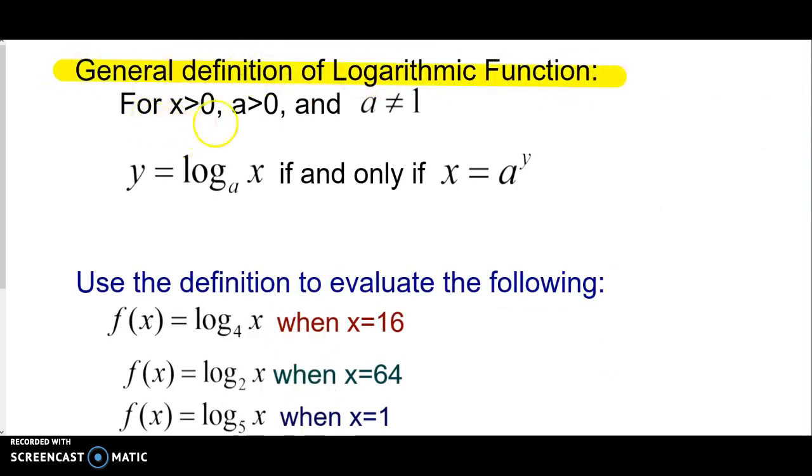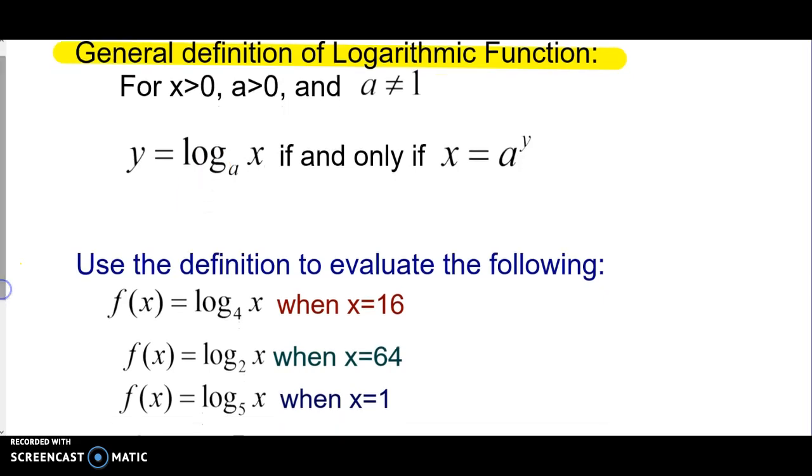Okay, so general definition for a log. Notice that we have some restrictions here: x is greater than 0 and a is greater than 0, and also a is not equal to 1. So a could potentially be a positive decimal value. y equals log base a of x if and only if x equals a to the y. In other words, these have an inverse relationship.